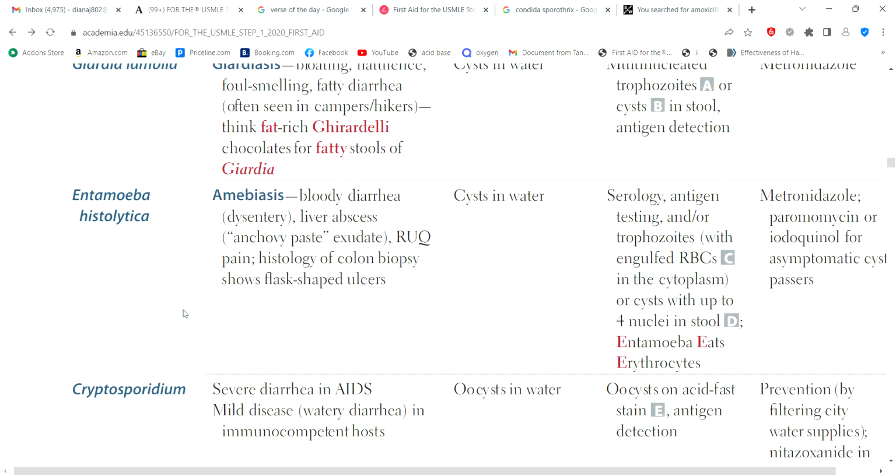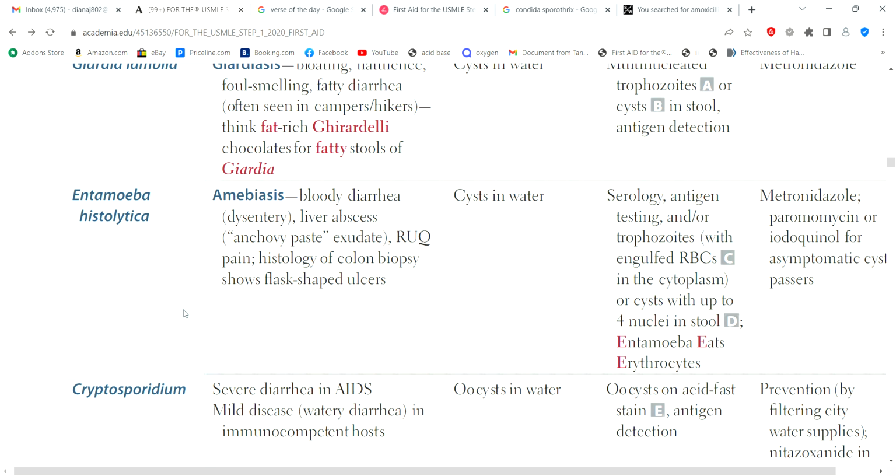Entamoeba histolytica causes amoebiasis, which is bloody diarrhea, also known as dysentery. You get liver abscess and right upper quadrant pain. Histology of the colon biopsy shows flask-shaped ulcers. And you also get this from drinking cysts in the water. Diagnosis is by serology, antigen testing, and or trophozoites with engulfed RBCs, which is in figure C.